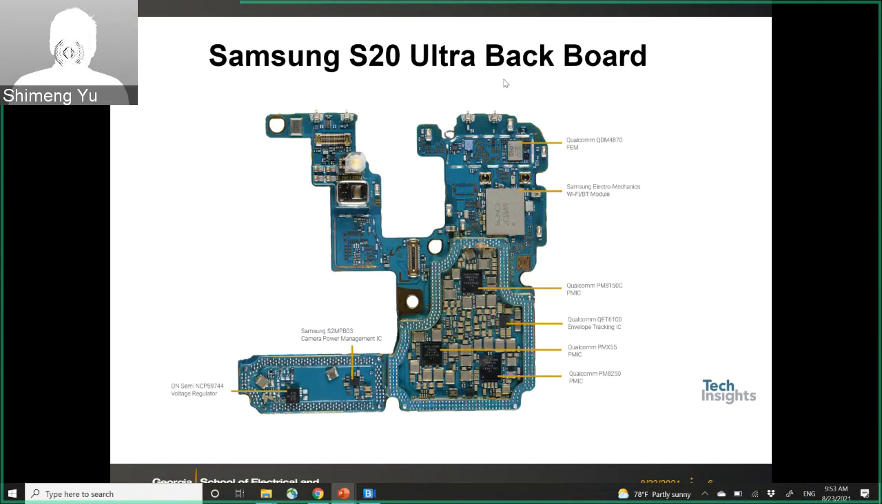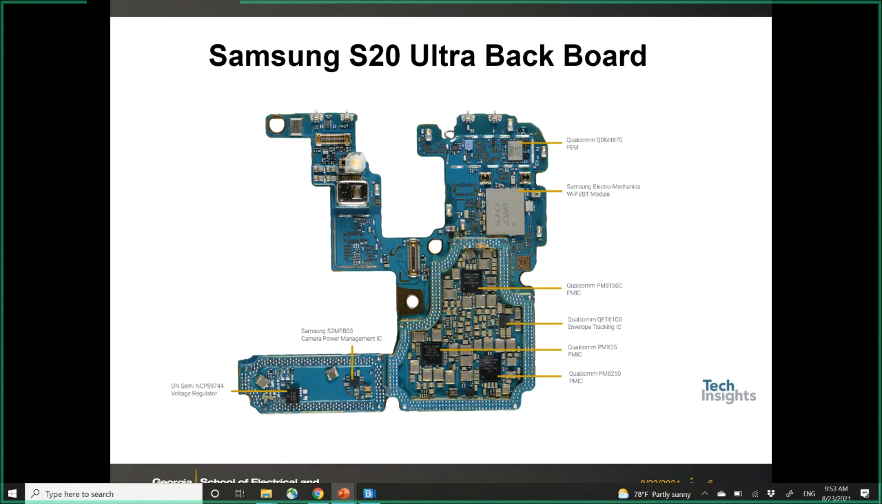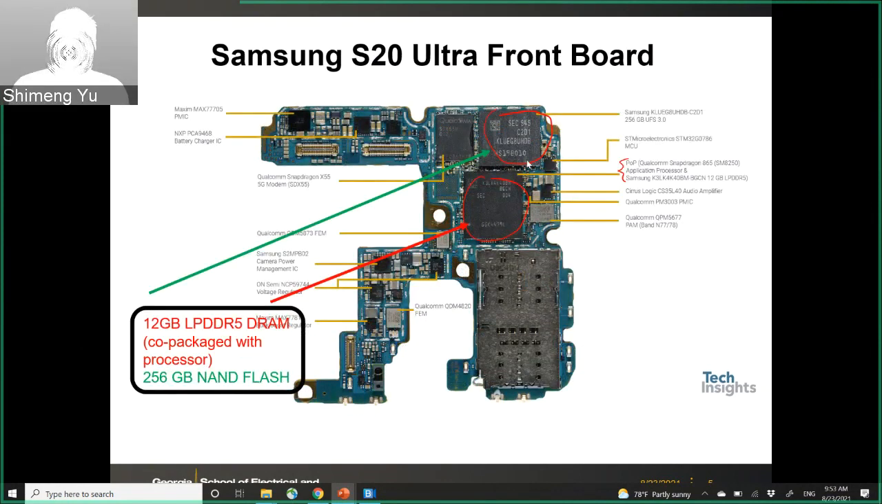This is the back side of the board. I will not go into the details. Here it is mostly for the power management and the wireless communication. So the biggest chips, as you see, are the NAND flash and the processor plus DRAM.